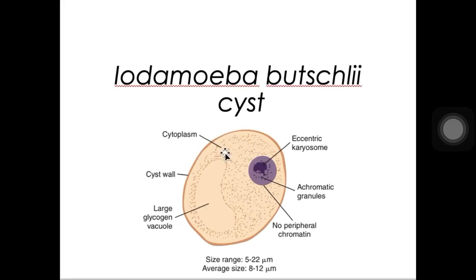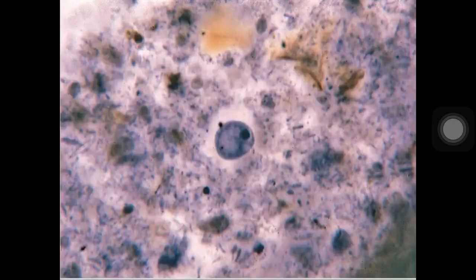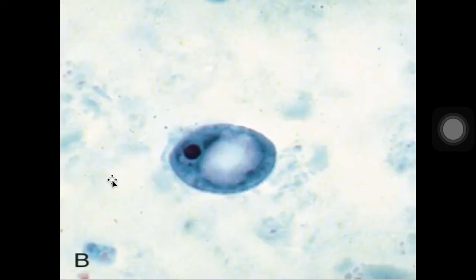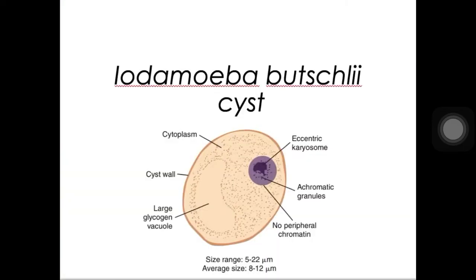Ito pong vacuole na to, pag gamit tayo ng iodine stain, it will be stained as dark brown sa iodine wet mount. Pero for permanently stained smear, pale colored siya doon. So again, as what we can see here, we have presence of your prominent glycogen vacuole for your Iodamoeba buchli cyst. Likewise, ganoon din po dito, Iodamoeba buchli cyst with prominent glycogen vacuole here. Okay, so again, that's for your Iodamoeba buchli cyst.